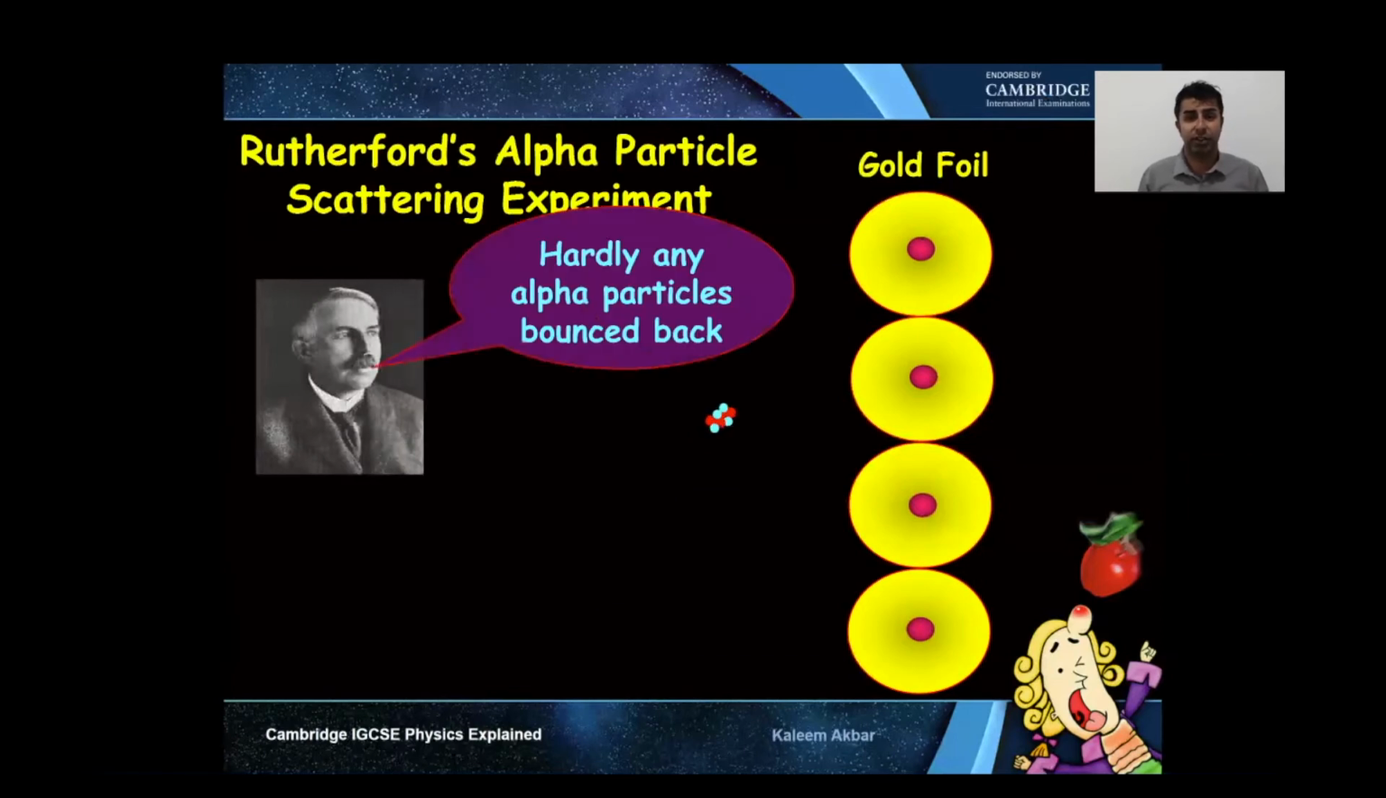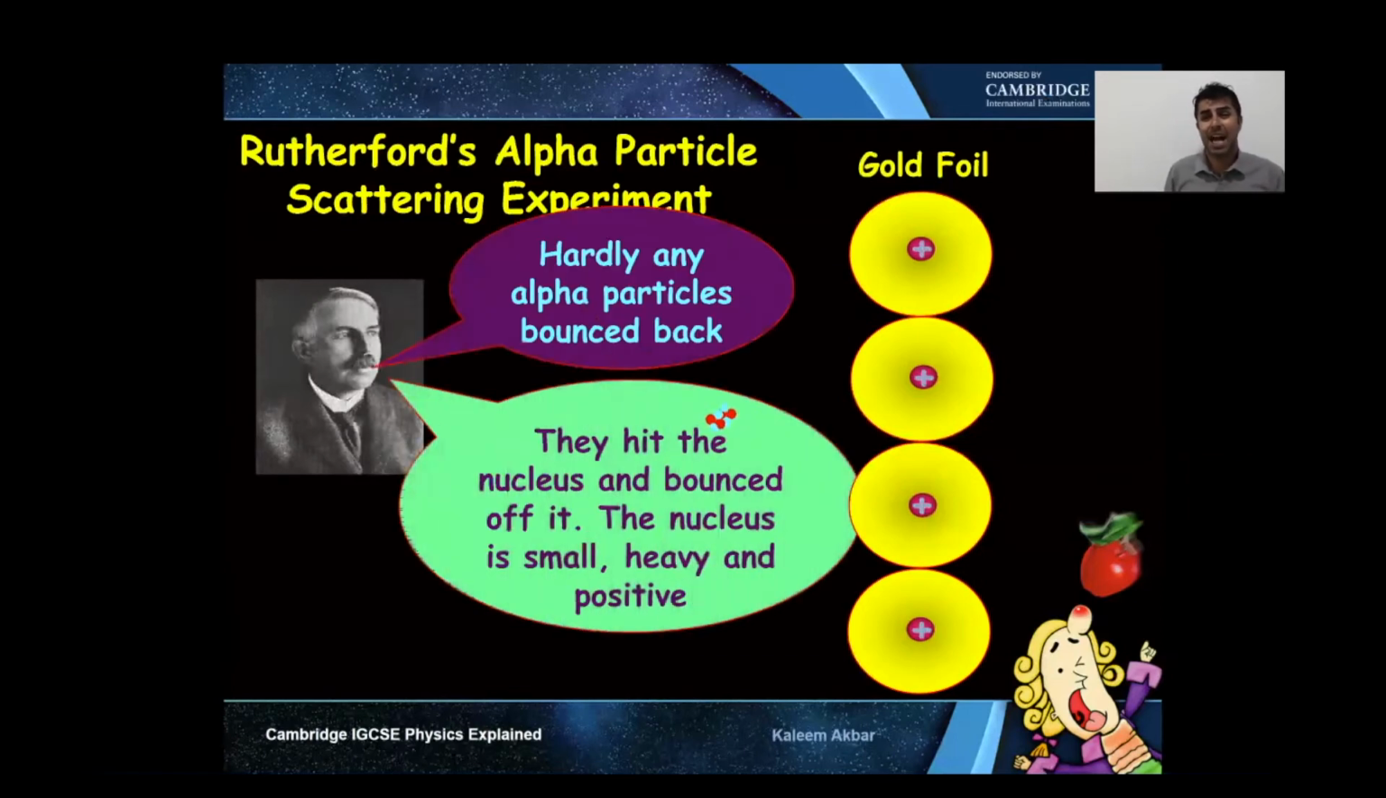What did Rutherford conclude? Hardly any alpha particles bounced back. They hit the nucleus and bounced off it. The nucleus is small, dense, and positive. How do we know it's small? Because very few hit it. How do we know it's dense? Because it was the alpha particles that bounced away. The gold stayed where it was. How do we know it's positive? Because it didn't actually hit the nucleus itself.